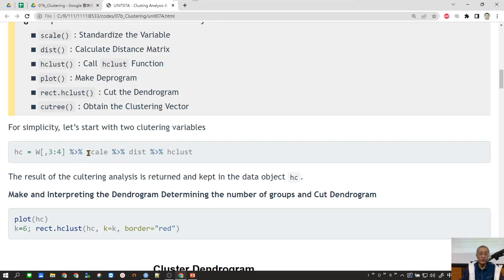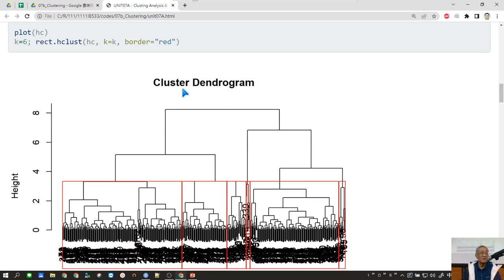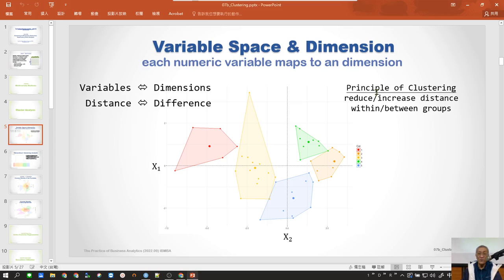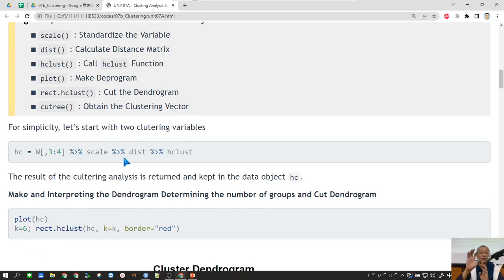But in R, you don't really need to do the math. You simply fit the data into scale, and then you do distance. Because, as I say, this clustering algorithm is based on this principle, in order to apply it you need to calculate the distance between every point. In this case, because there are 440 data points, it calculates the distance between each pair of points. So up to this point, there will be a distance matrix.